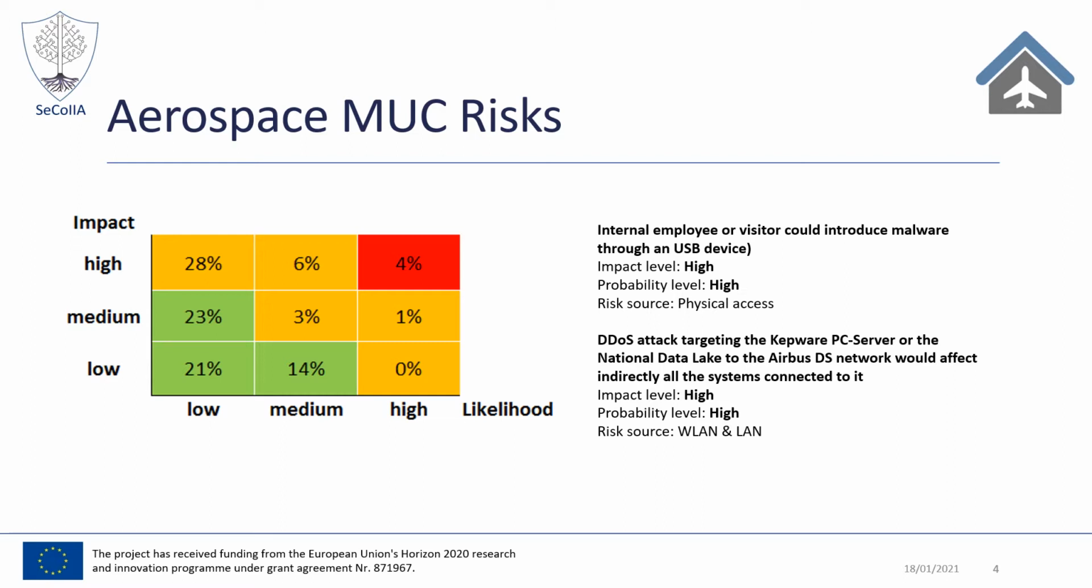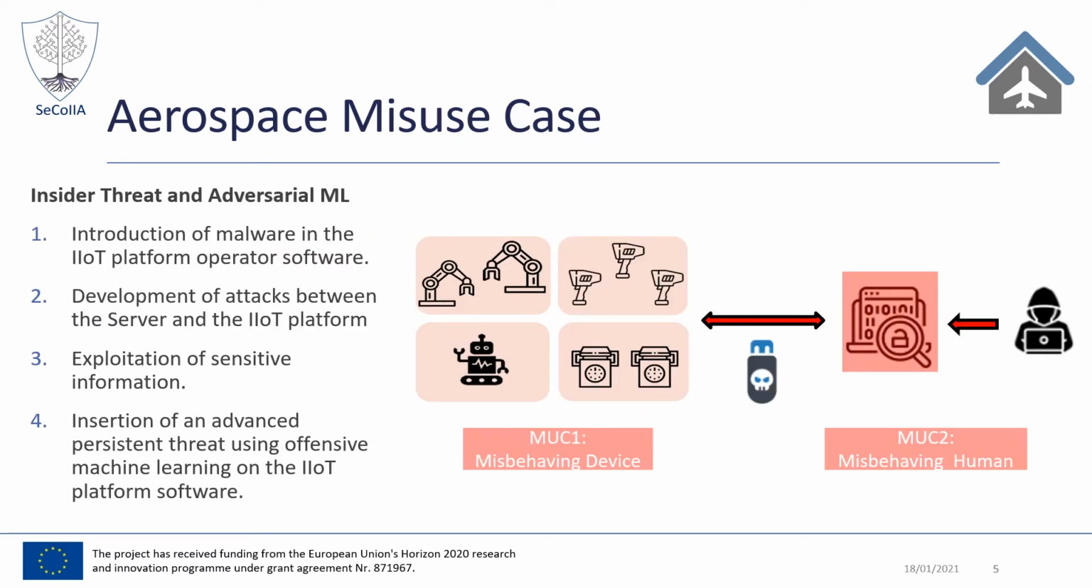Then the other example that we found is a distributed denial of service attack targeting the Kepler PC server on the national data lake to the Airbus Defence and Space in Spain network, and that would affect indirectly all the systems connected to it. This has an impact level of high, and the probability is also high, the source of the risk being access to the wireless LAN, and also access to the local area network. So with those risks and of course many others, the misuse case was defined.